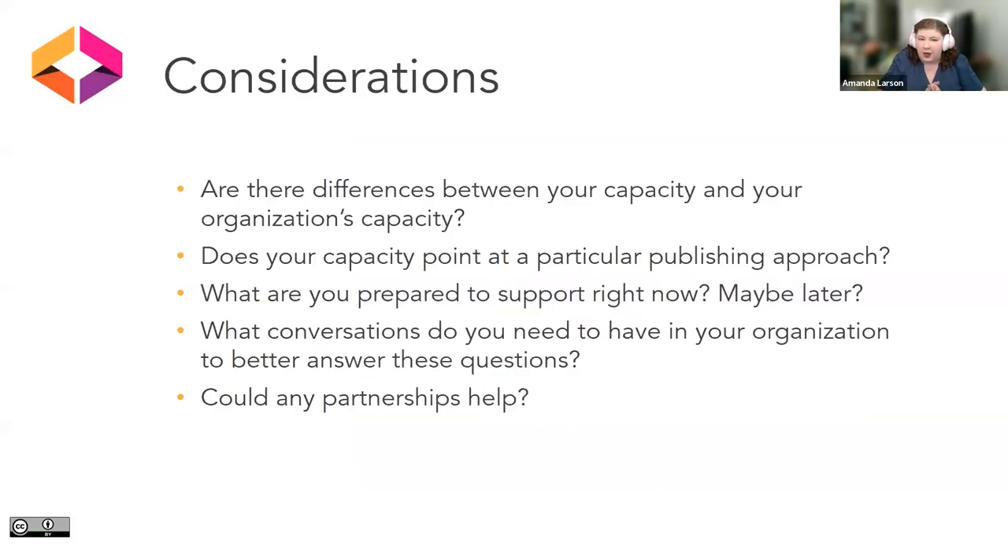So wrapping up some considerations, and I think that these are really good questions to think through while you're at this beginning stage. The first one is, are there differences between your capacity and your organization's capacity? So does your organization expect that you're going to do 12 books a year and you really don't have capacity for that? Is there not enough funding to meet with the capacity that your organization wants you to have? Is there not a place to partner within your organization? And what do those things look like?